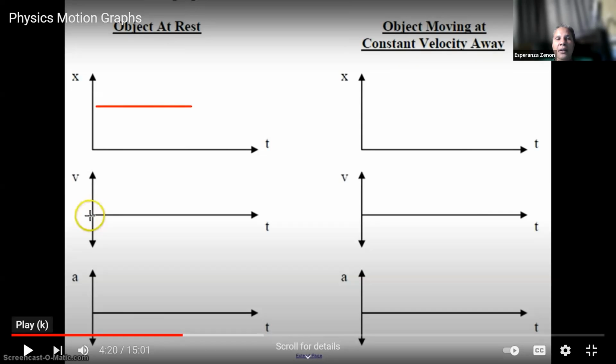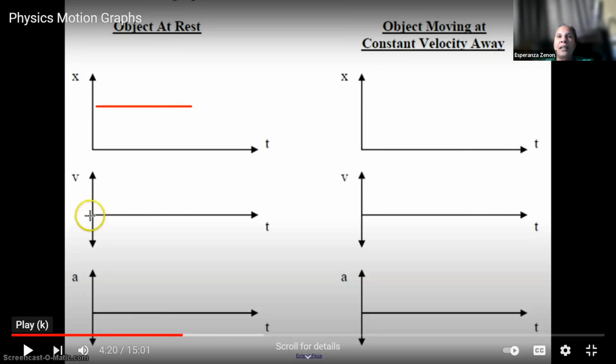He gave you a scenario. The object is at rest. At rest is a term that means not moving. So if it's not moving, its position can't be changing. If it's not moving, then its velocity is 0. If it's not moving, then it's not accelerating. So its acceleration is also 0.